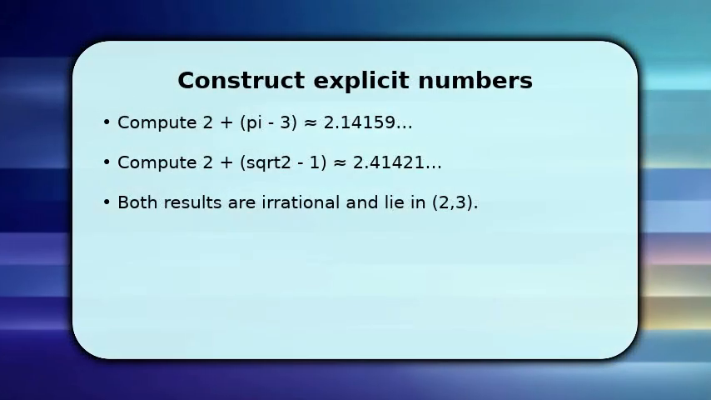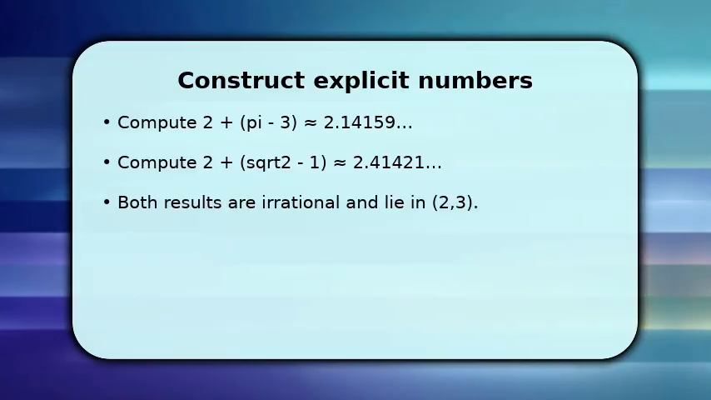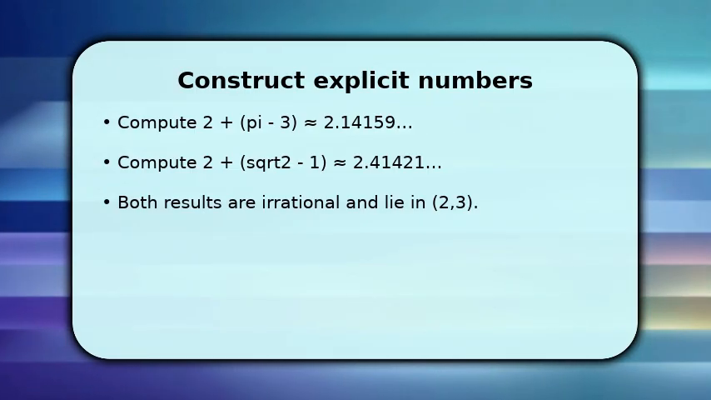Now you construct actual examples by addition. First, compute 2 plus pi minus 3. Since pi is irrational and pi minus 3 is between 0 and 1, the sum is approximately 2.14159 and remains irrational. Next, compute 2 plus sqrt 2 minus 1.